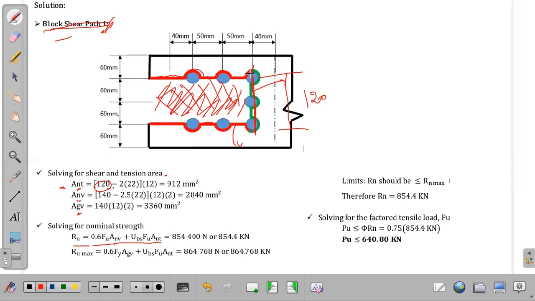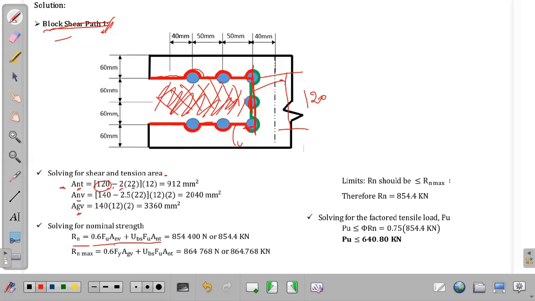Minus, ilang butas yung dadaanan niya. Isa, ito, isang butas. Full yan. Tapos, half dito sa taas, half dito sa baba. Kaya, magiging dalawa yung butas na dadaanan niya. Kaya 2. Okay? Times 22, this is the effective hole diameter, 22.